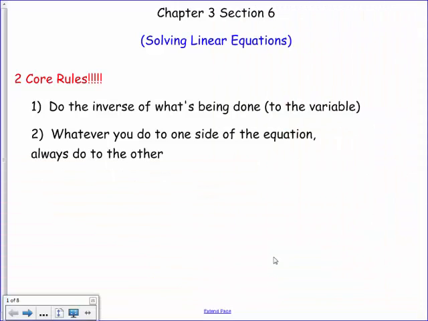All right, so section 6, this should be kind of review because we've already been doing this, solving linear equations. And we've already covered our two core rules, right? Do the inverse of what's being done to the variable, and whatever you do to one side of the equation, always do to the other. And remember, you kind of work your PEMDAS backwards in a way as well. So just remember that. Work PEMDAS backwards when you solve equations.